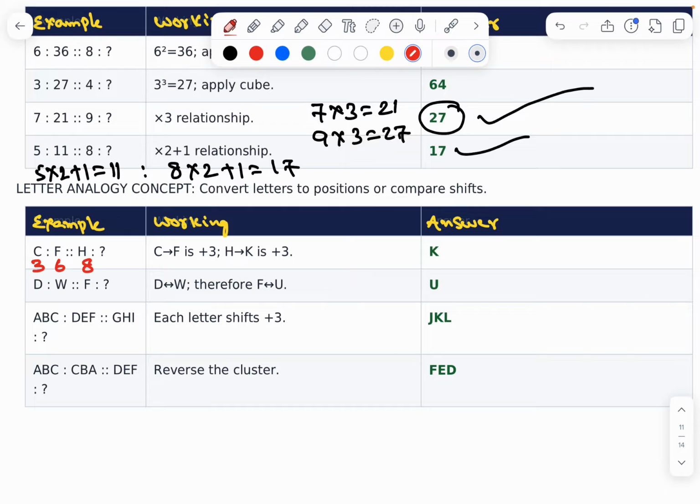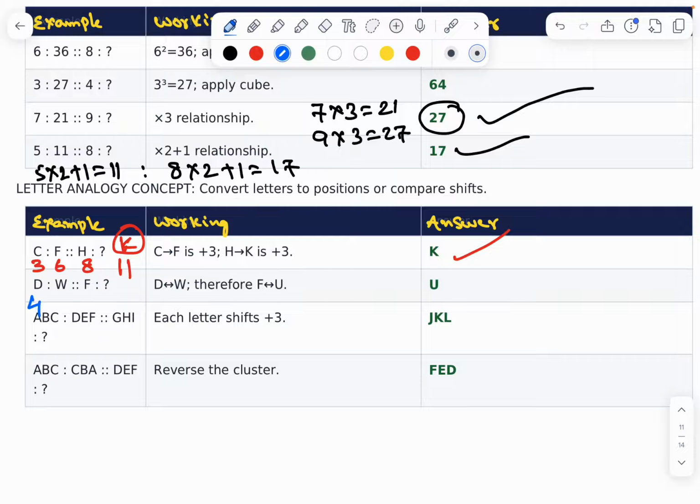Here observe. You can observe what the value is. Simple. The gap between these two is equal to 3. 3, 6. Therefore 8 plus 3, 11. Therefore here the answer is 11. What is the letter for 11? 11 is equal to K. Therefore K is the answer. Next question.